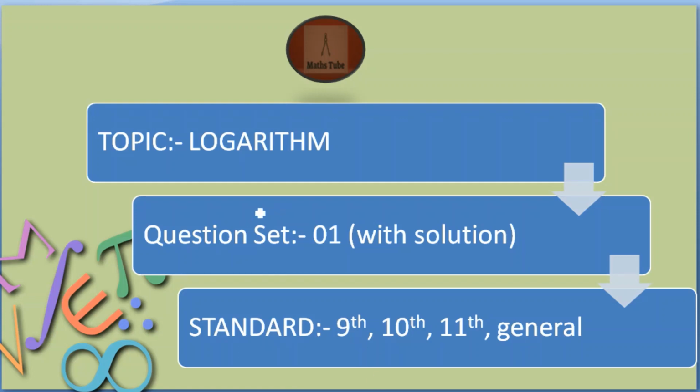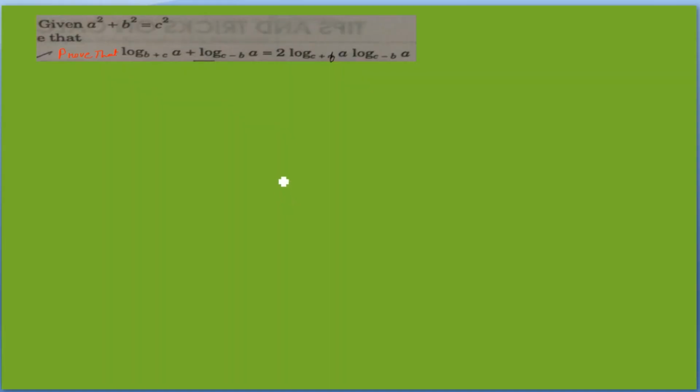So, hello everyone. Today we are going to look at some problems from logarithms. Our first problem: it is given that a square plus b square equals c square, and we have to prove this.